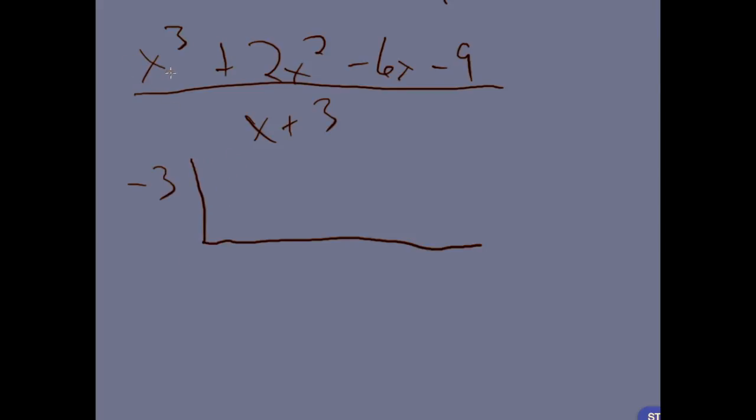Okay, so we got x cubed, so that's going to be a 1, right? And then we got the 2x squared, so that'll be a 2, and then a negative 6, and then a negative 9. Okay, now what do we do first? We bring down that 1, right?